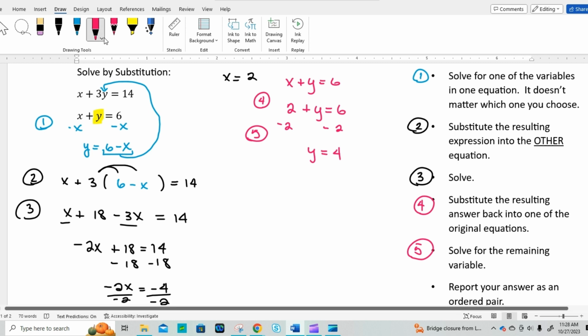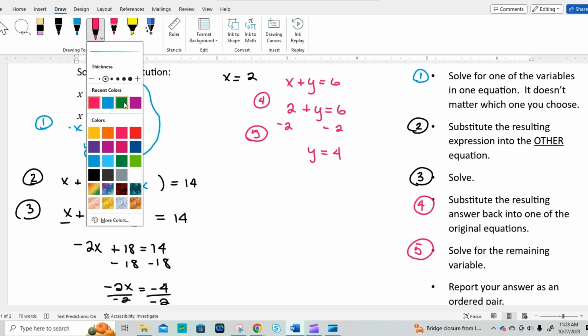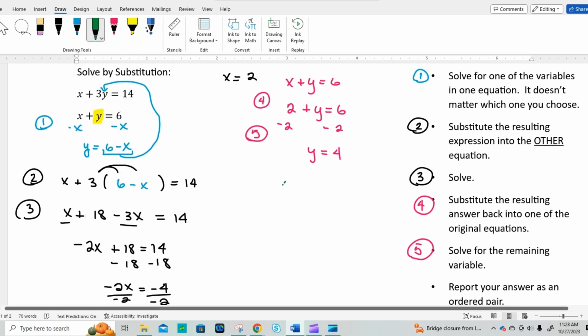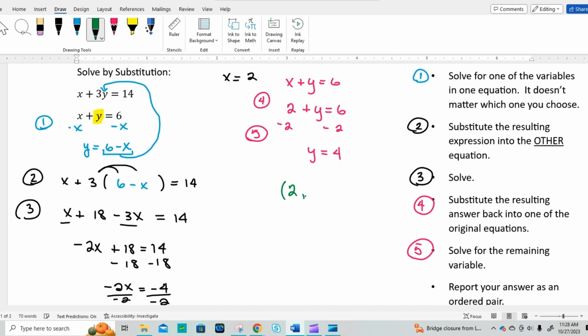Now I will report my answer as an ordered pair. So my answer is (2, 4). Well, I should say I think my answer is (2, 4). To know for sure, I would have to do my check. And I know it's going to work in that second equation because that's how I actually found the 4.